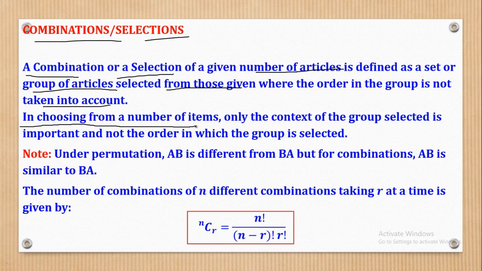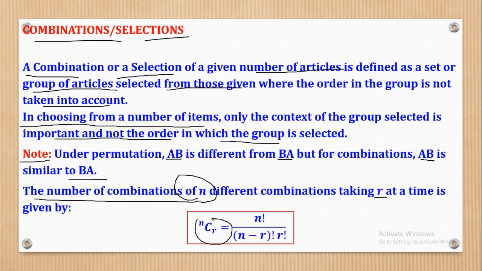In choosing from a number of items, only the content of the group selected is important, and not the order in which the group is selected. Note that under permutation, AB is different from BA, but in combinations, AB is similar to BA. And the number of combinations of n different objects taken r at a time is given by nCr. This C means combination, pronounced as n combination r, given by the formula n factorial over n minus r factorial multiplied by r factorial.